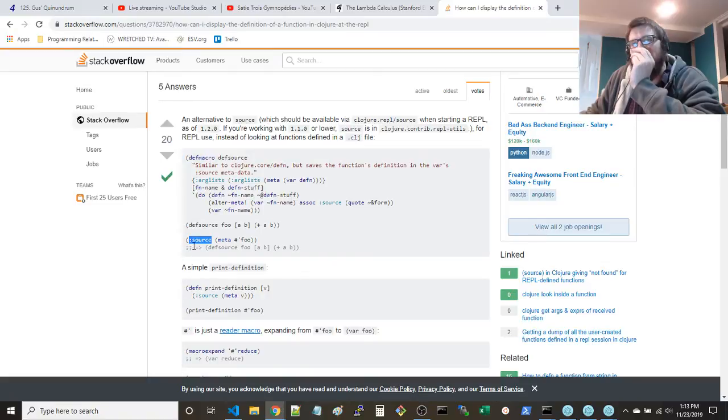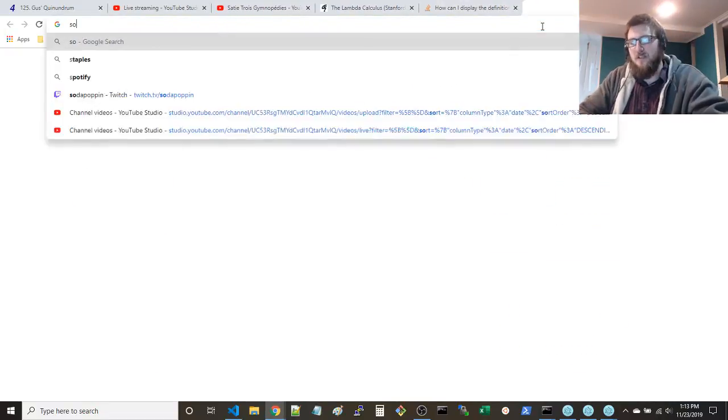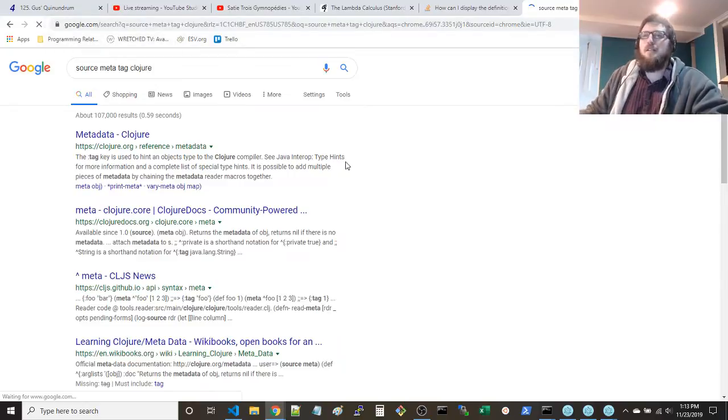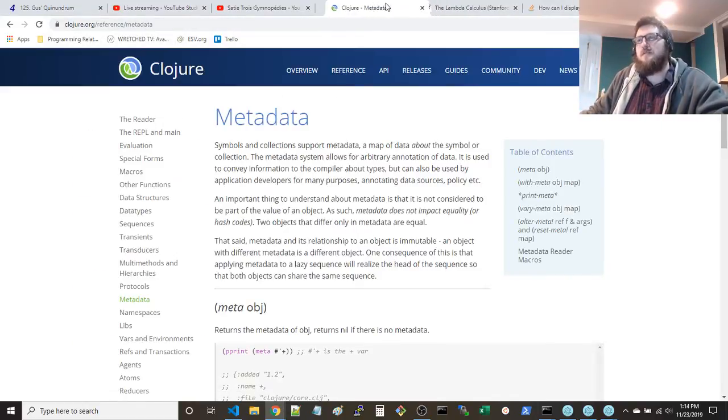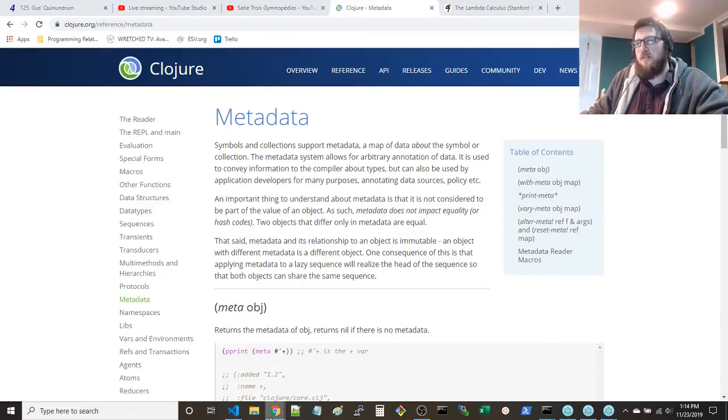source meta. What does source do? Is that the way we get the source code? Source meta tag. Maybe that's what we need. Maybe this is what I'm missing here. I just forgot. I did read about this, but I don't use it enough to really remember what the heck is going on.